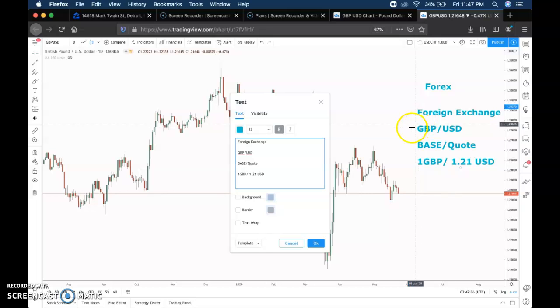When you're looking at a currency pair, there's always two currencies in the pair. The two currencies in this pair are the GBP USD, the Great British Pound over the US dollar. When you're looking at a currency pair, you're looking at base versus quote. The first currency in the pair is called the base currency, and the second is called the quote currency or the secondary currency.